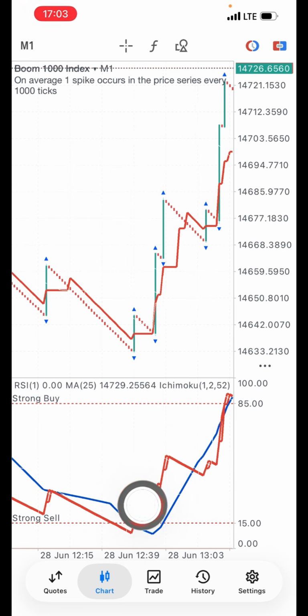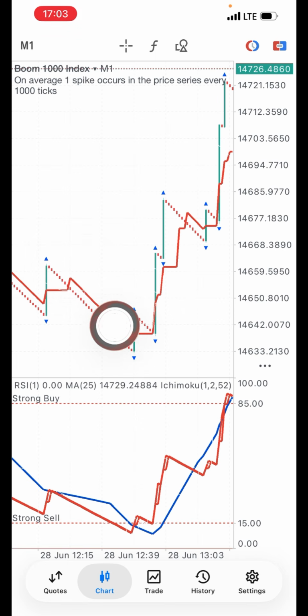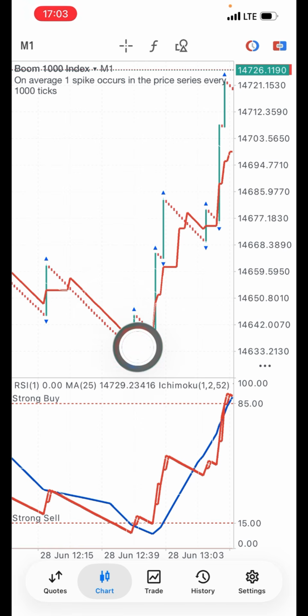Now for the red line to cross above the blue line, you need to see a spike in the market. Here on the main chart, this is where the red Ichimoku line comes in. Whenever there is a spike, you want to make sure that price has broken above this red line. Price must break above it to meet the condition for you to take an entry. If there is a spike and you see that the spike is still below this red line, you don't need to go in for entry.